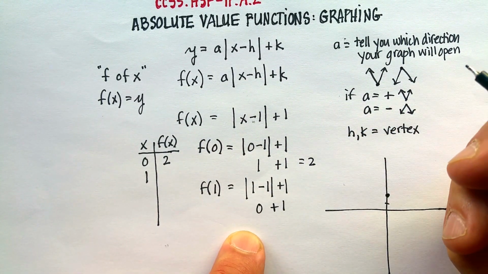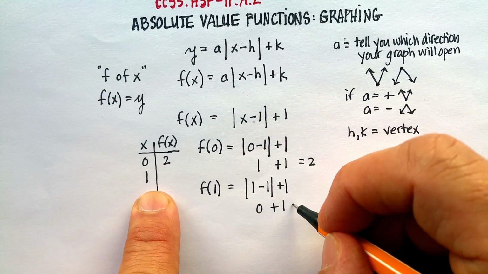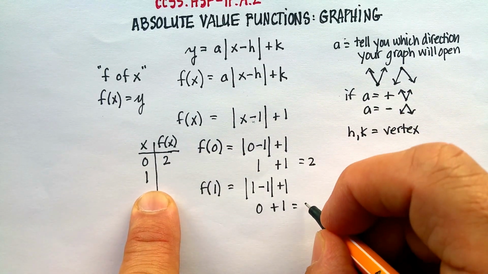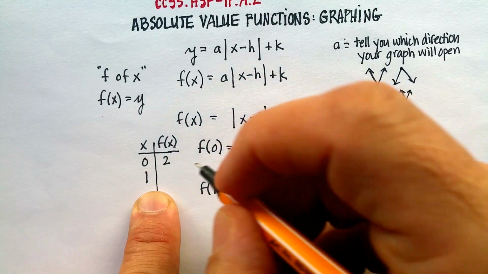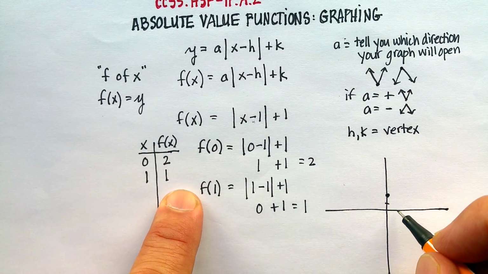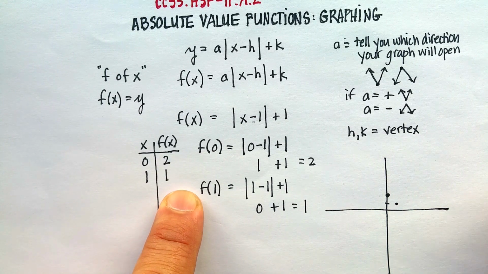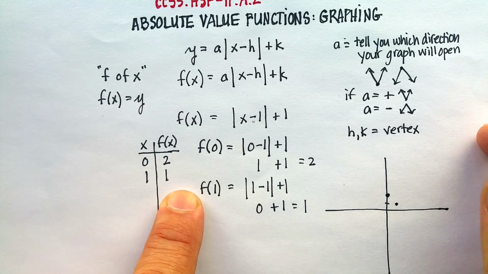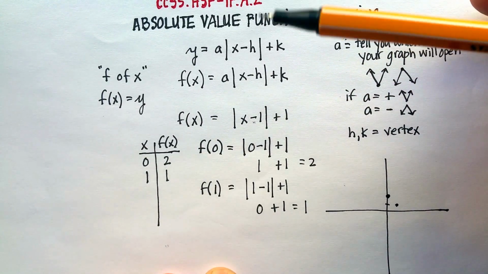0 plus 1 is 1. Therefore, my f of x will be equal to 1. And then my coordinate is 1, 1. So over 1, up 1. There we go. Now let's start analyzing something.